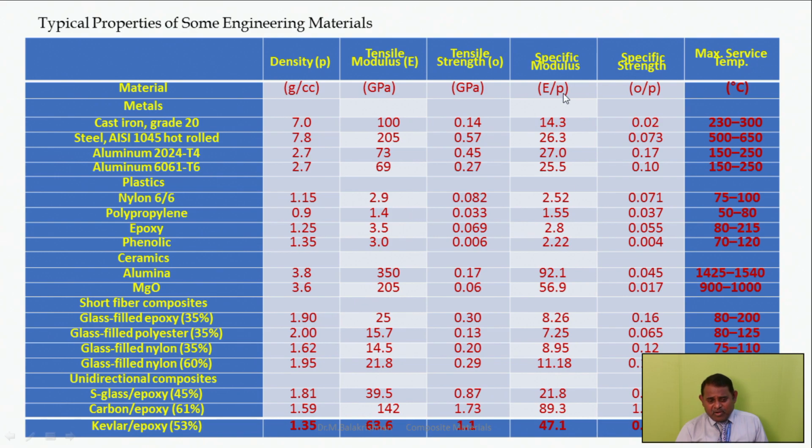If you look for specific modulus, then you should go with the highest, the Kevlar epoxy, and for the lowest you should go for 1.55, that is polypropylene. And if you look for high specific strength material, then you should go with carbon epoxy, that is 1.08. And if you look for maximum service temperature, then you should pick alumina, which works at about 1425 degrees Celsius to 1540 degrees Celsius, that is the operating or service temperature.